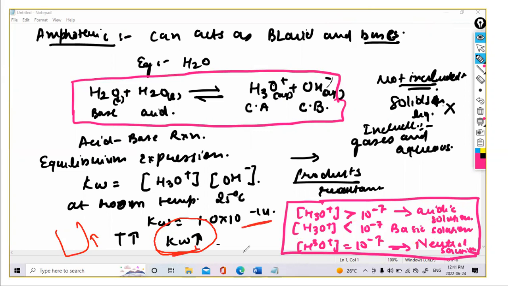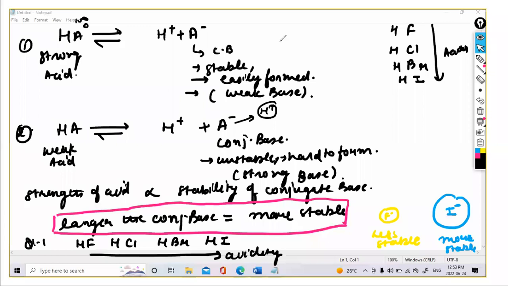Now, let's go ahead and learn about strong acids. We were discussing acids as well as bases, and acids can be of different categories. There are strong acids and weak acids, and there is a third category of moderate acids. We will go into those step by step. So let's look into strong acids first.